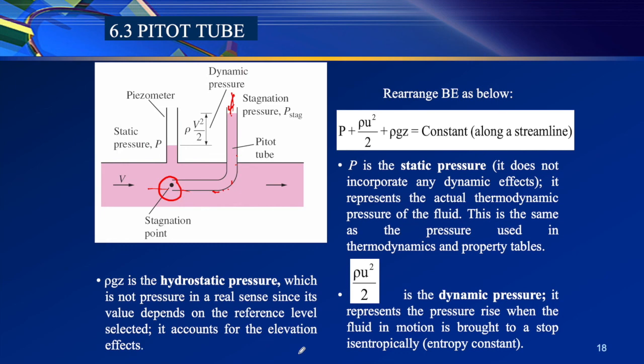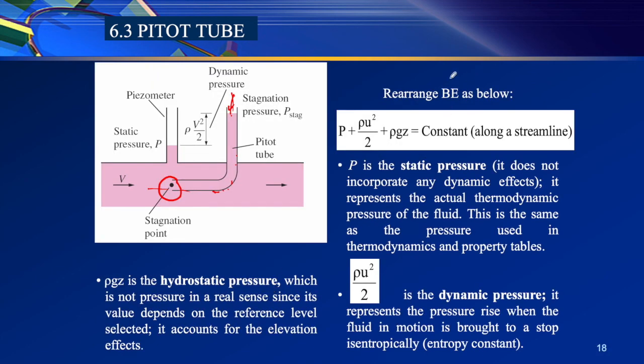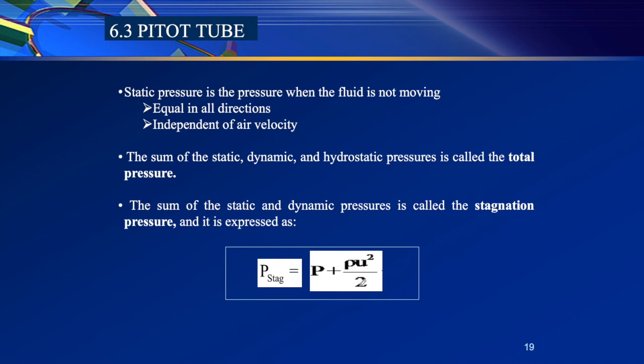So what is that dynamic pressure? Normally to get dynamic pressure, we have to subtract the hydrostatic pressure from the static pressure. And then the last one is rho g z, hydrostatic pressure, which is not pressure in a real sense, since its value depends on the reference level selected. It means that it depends on the elevation itself. Now, after all of that, we can see that P stagnation is actually P plus rho U squared over 2. This P is the static pressure, and this is the dynamic pressure. So to get the stagnation pressure, we have to sum up the static pressure and dynamic pressure. Then you will get P stagnation.